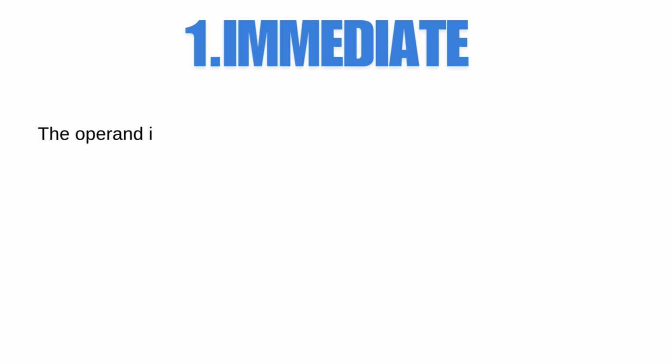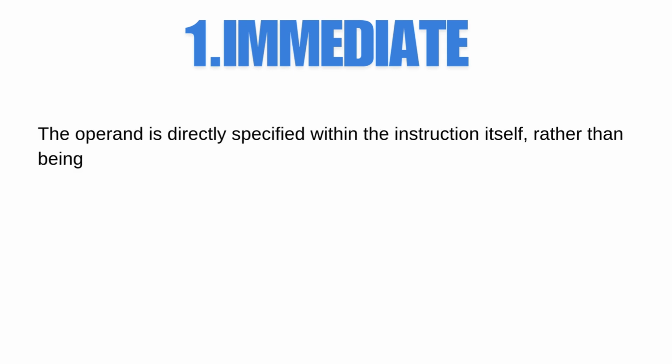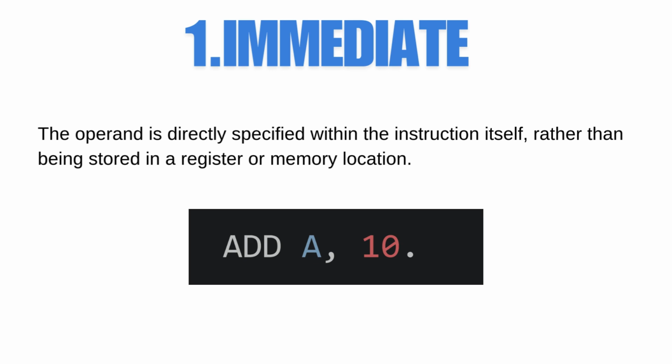The first type of addressing mode is the immediate addressing mode. Immediate addressing mode is an addressing mode where the operand is directly specified in the instruction itself as a constant or immediate value rather than being stored in a register or memory location. This operand is immediate because it doesn't require an additional memory fetch to retrieve the value. Here, add is the opcode, A is the destination register, and 10 is the immediate operand. This instruction adds the constant value 10 directly to the current value of register A.